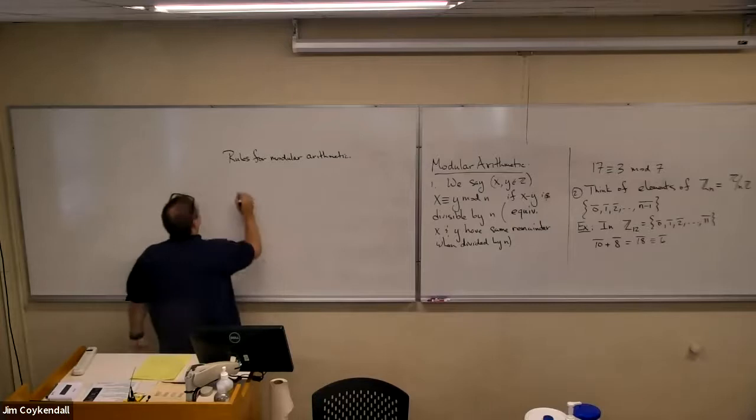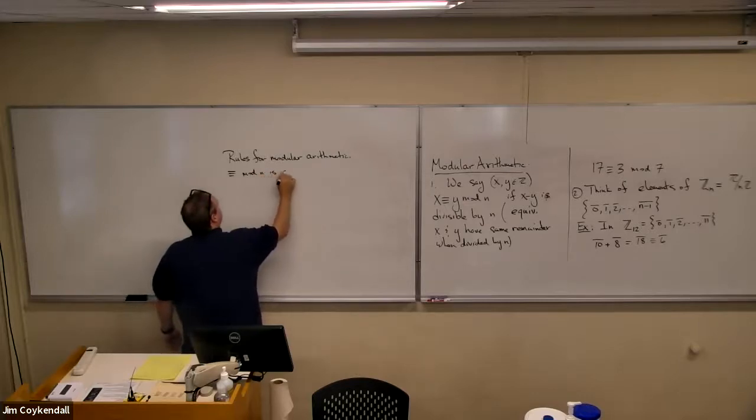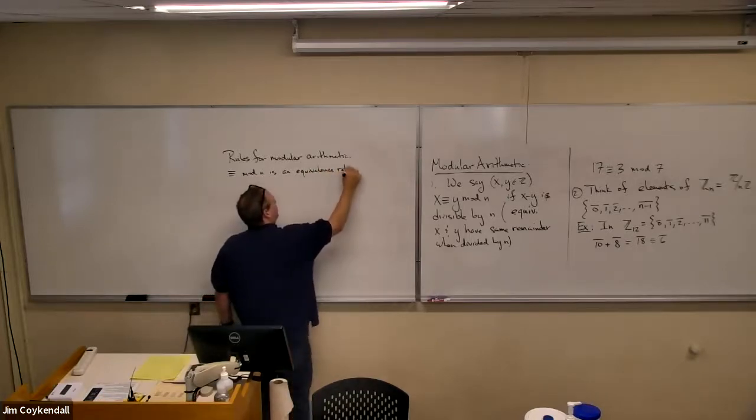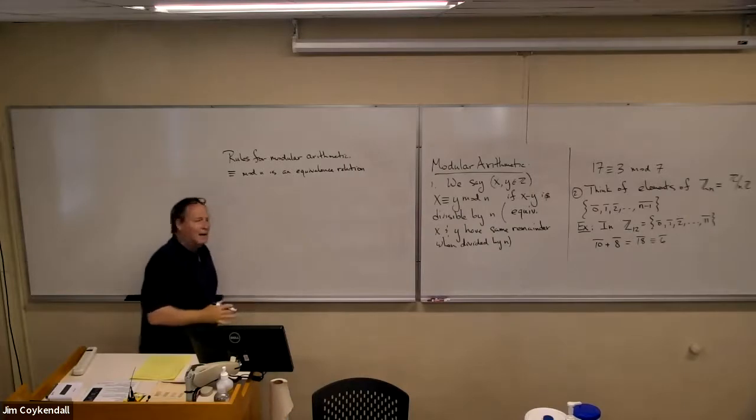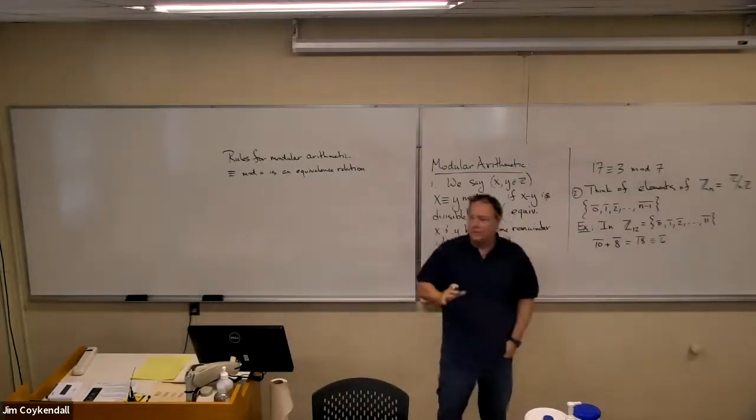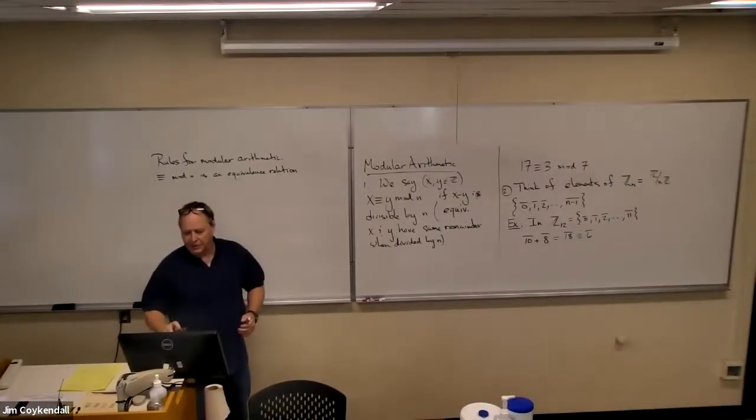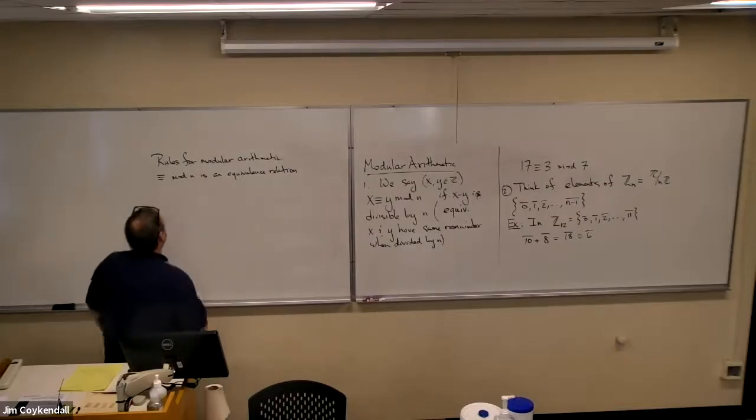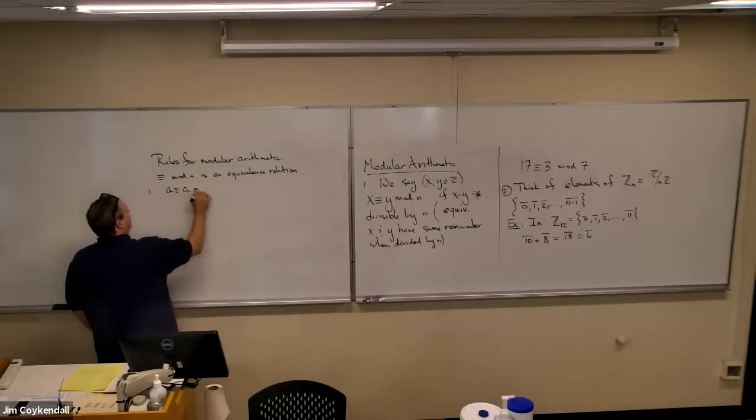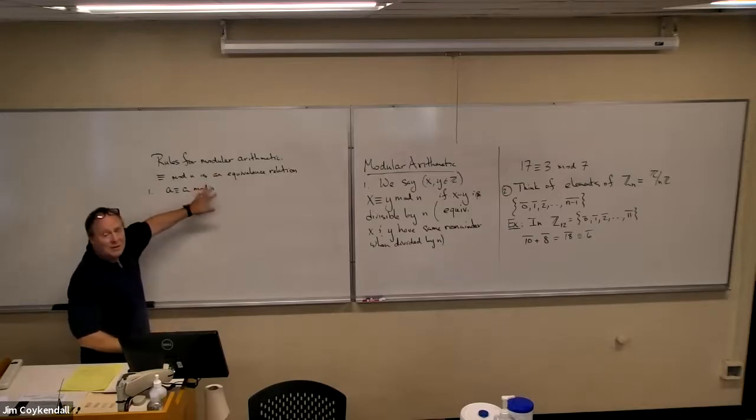First of all, this is an equivalence relation. In other words, it functions very much like equality. Equivalence relations are things that function very much like equals does in the ordinary integers. So let me go through this. One, a is equivalent to a mod n for any a, right? Because a minus a is divisible by n. I don't care what it is.